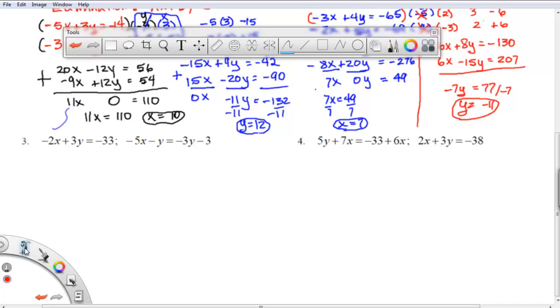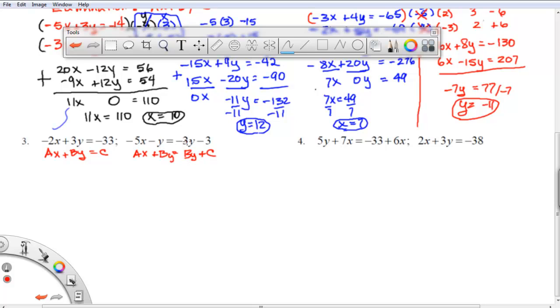Okay, now we're ready to go ahead with problem number 3. So let's check to make sure this is in standard form. I see I have ax plus by equals c. There's my ax. There's my by term. There's another by term over there. And then I have my c.